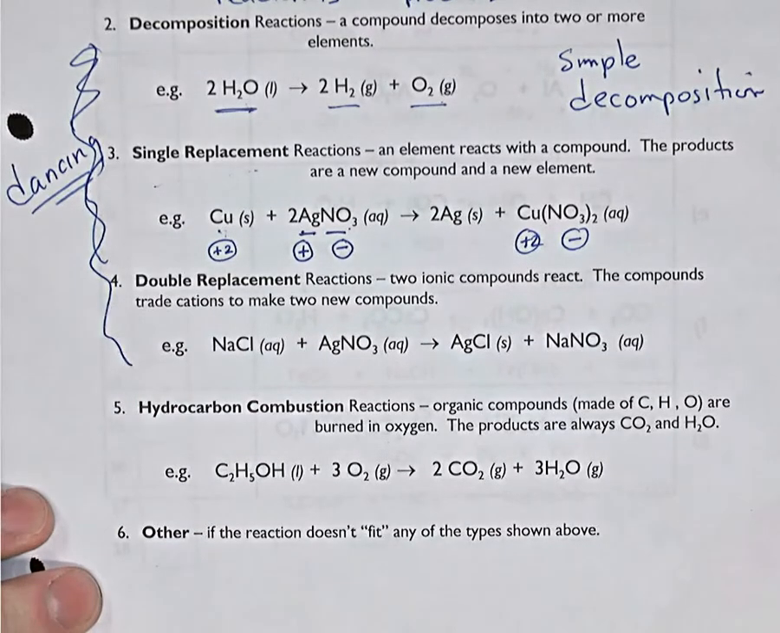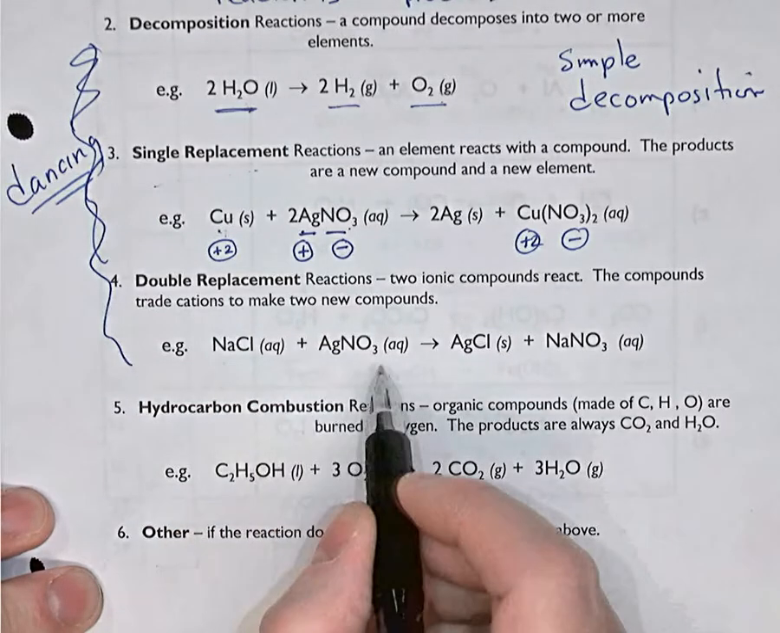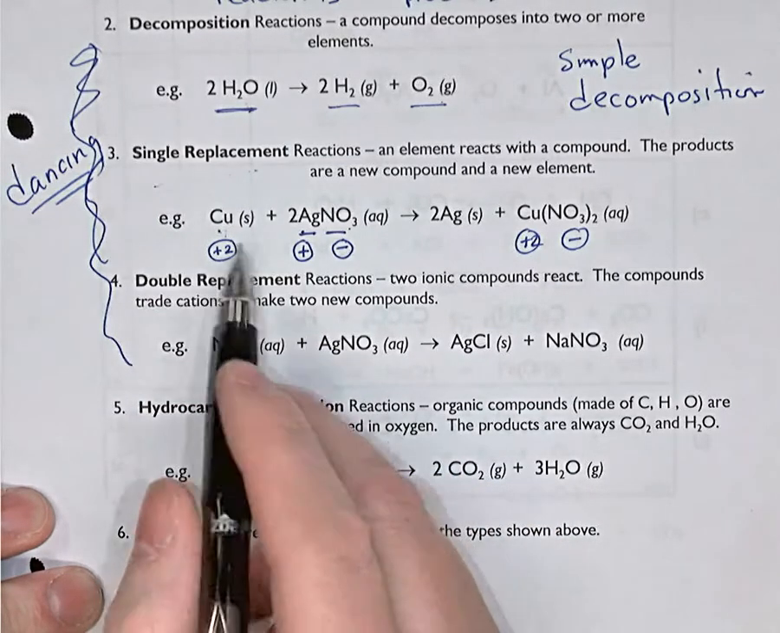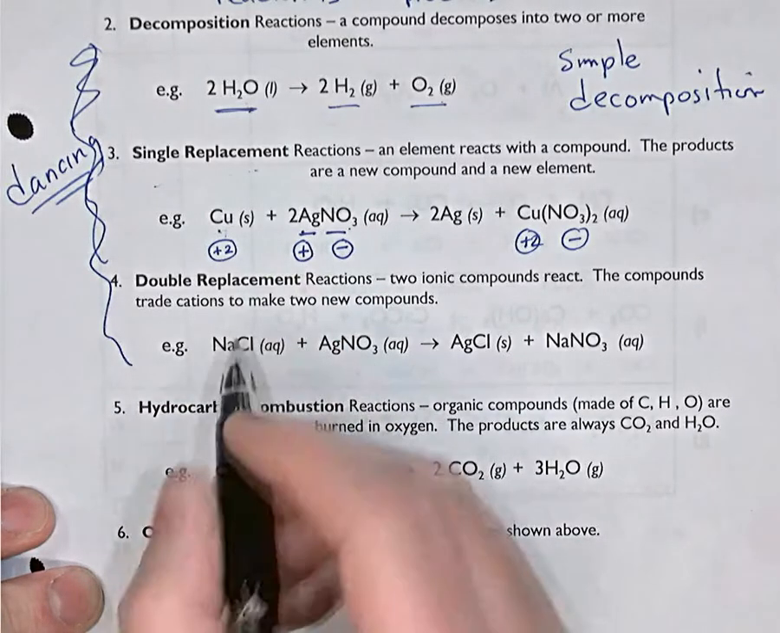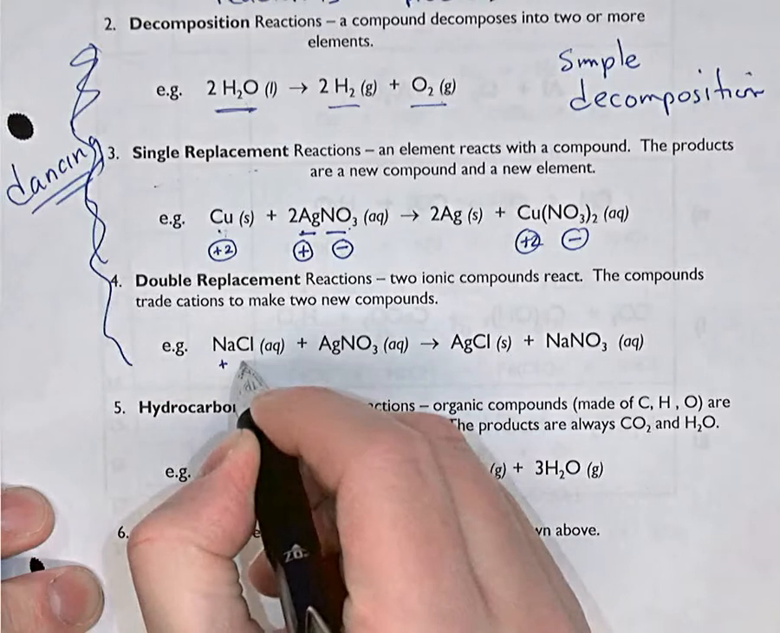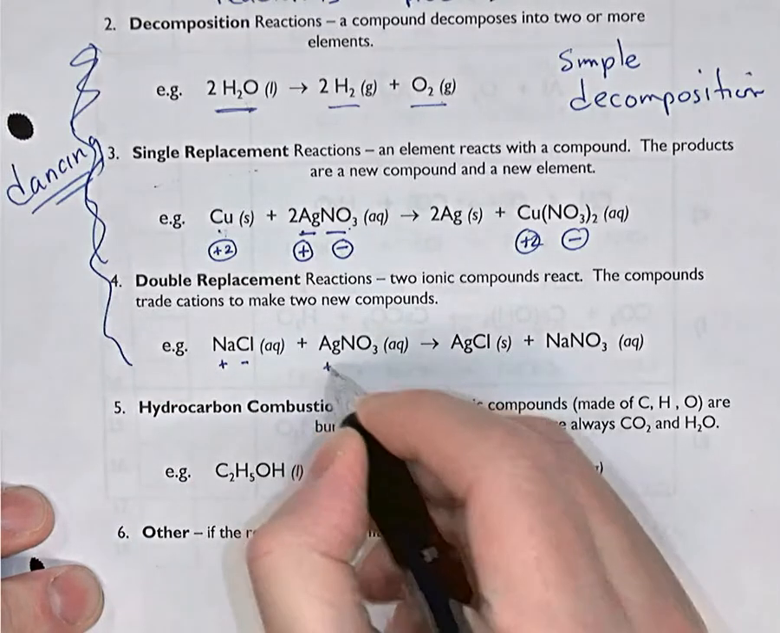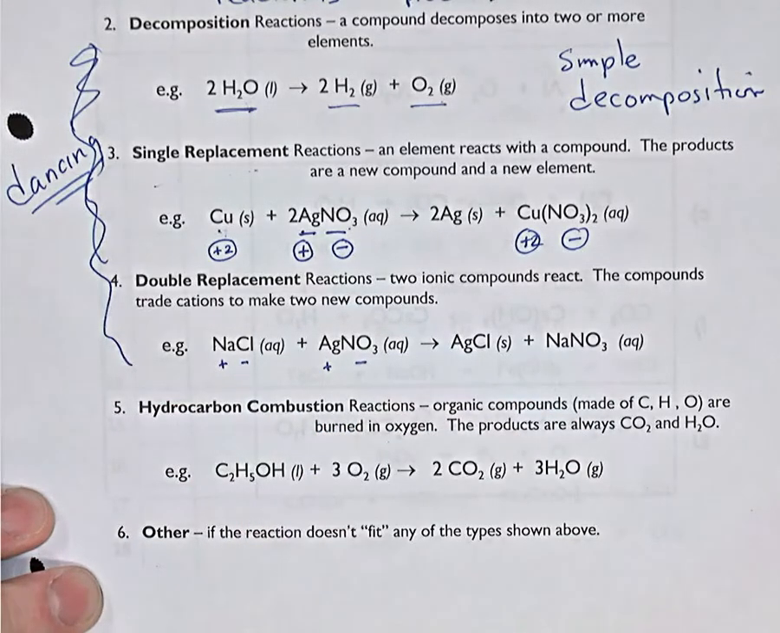In a double replacement reaction, again, it's like a dancing analogy. You have two couples this time. So instead of an element with a compound, we have two ionic compounds. So we have a sodium dancing with a chloride, we have a silver dancing with a nitrate. And what's going to happen in this dancing analogy is that they trade partners. So you have two ionic compounds, and they trade partners.